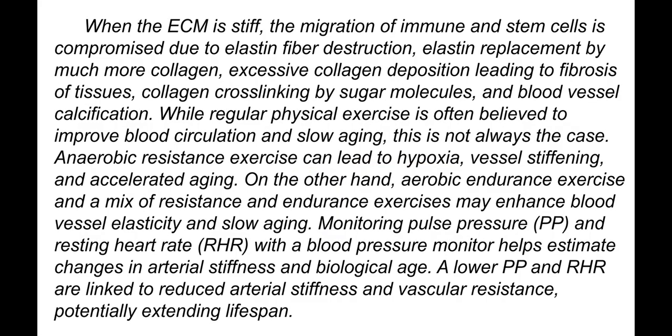Okay, let's go. When the extracellular matrix is stiff, the migration of immune and stem cells is compromised due to elastin fiber destruction, elastin replacement with much stiffer collagen, and excessive collagen deposition leading to fibrosis of tissues. Also collagen cross-linking by sugar molecules and blood vessel calcification. So it goes in steps.